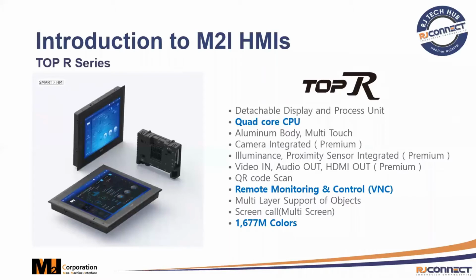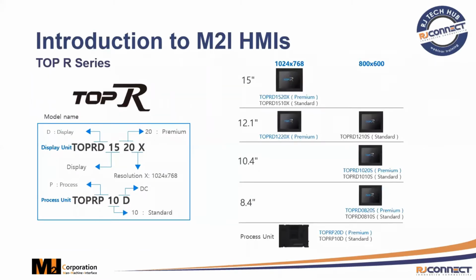QR code scanning can be implemented with the top R series, and also remote monitoring using VNC, as well as multi-layer support for objects, screen call, and 16 or 1.6 million colors for high quality graphics as well. Now the top R comes in two variants, a premium or a standard variant.